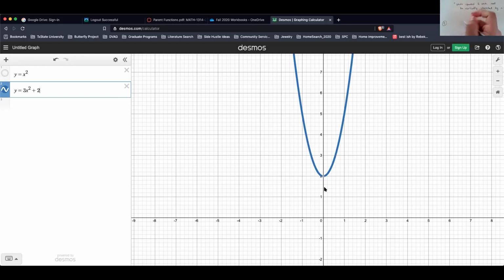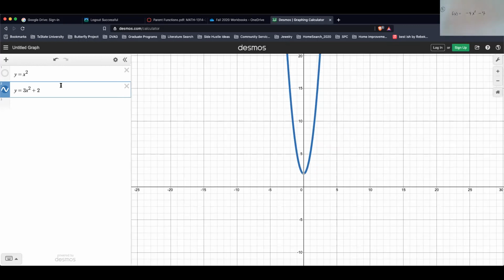What about if we had negative 4x squared minus 7? What do you think is going to happen to the parent function's graph?